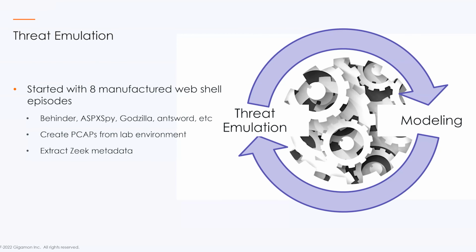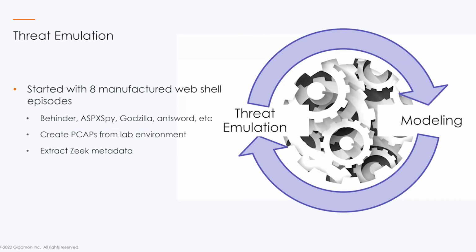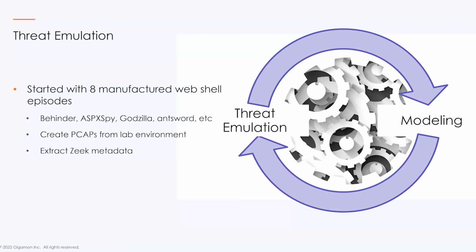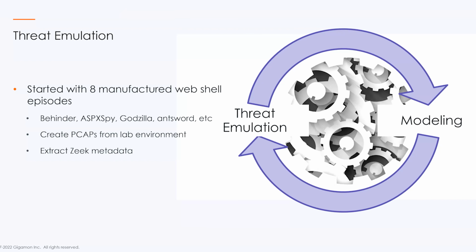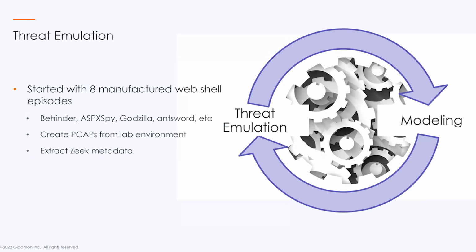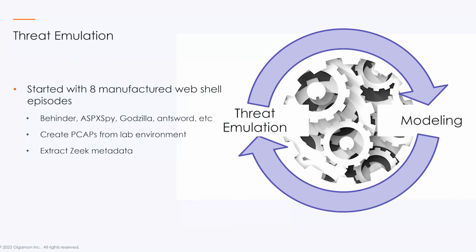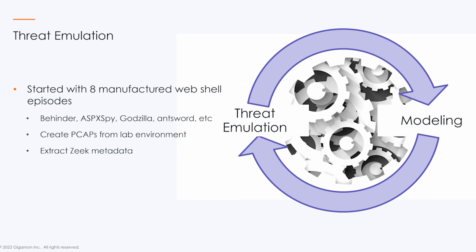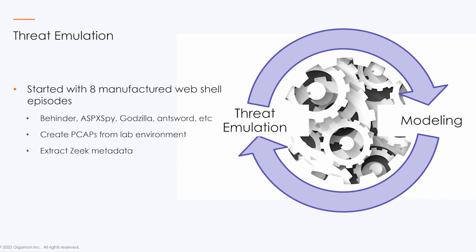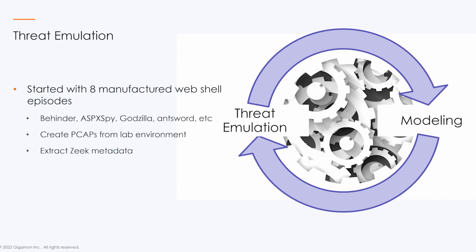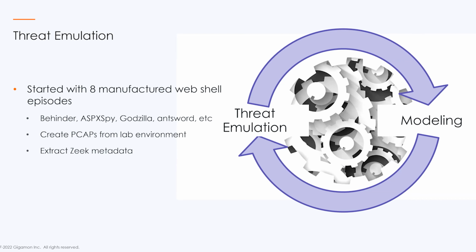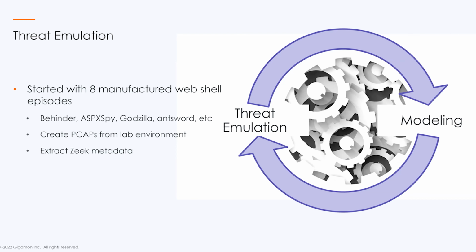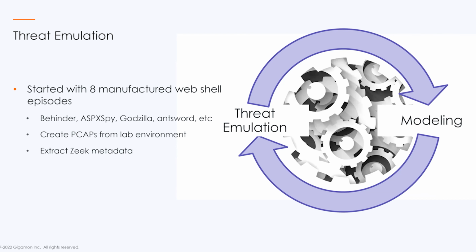On this effort, we had the luxury of support from the threat intelligence part of our team, who did the upfront research on web shells, selected several web shell families, and manufactured activity in the lab that emulated what attackers might do. So we started with 8 manufactured web shell episodes that they created. Some examples: Behinder, ASPX Spy, Godzilla, Antsword. They created PCAPs in a lab environment. And then we had the extracted Zeek data.